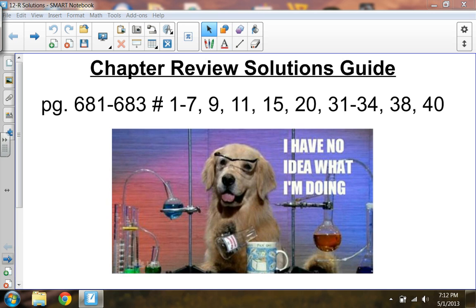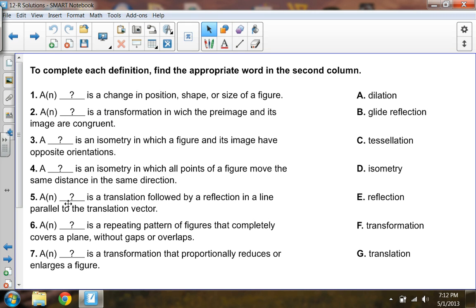So let's go with the first 7 problems, and they're just matching. They're just making sure that you know the definitions. You won't have problems like this on the test, but you are expected to kind of know what they mean. So I'll go and match them up and start to explain them here.